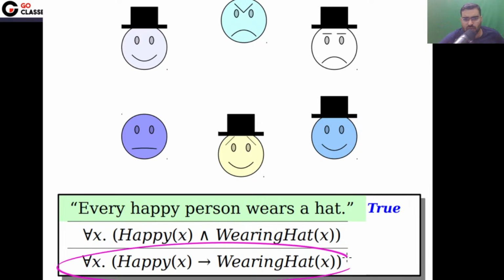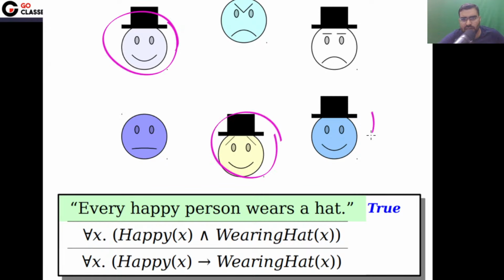Now you tell me about this one. Can I say for everyone this is true? Can I say that for everyone, if they are happy, then they are wearing a hat? Yes, you can see that if it is happy, it is wearing a hat. So for every element, whatever element you take, this will be true.